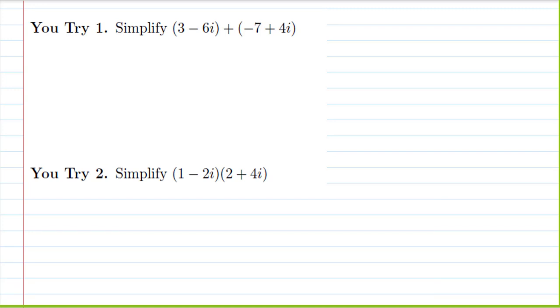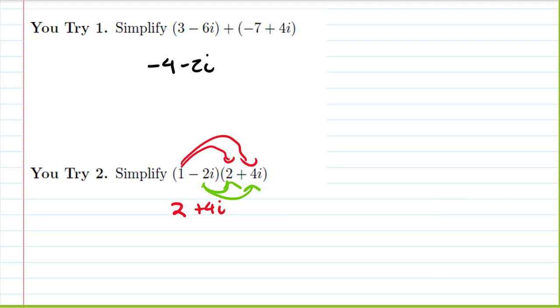All right, so once again, to simplify U try 1, we just collect our like terms. So 3 minus 7 is going to give us negative 4. Negative 6i plus 4i is going to give us negative 2i. So we get negative 4 minus 2i. Our next one, we distribute into our parentheses. So 1 times 2 is 2. 1 times 4i is positive 4i. And we distribute our negative 2i in. Negative 2i times 2 is negative 4i. And negative 2i times negative 4i gives us negative 8.